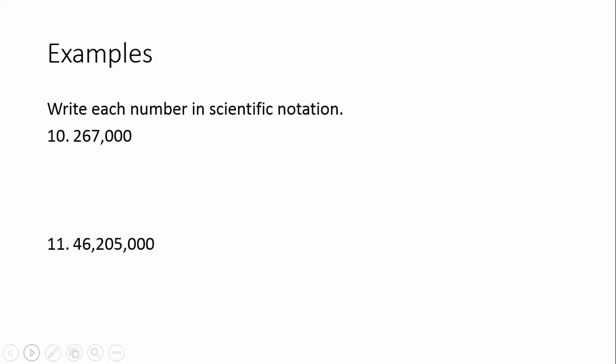So write each number in scientific notation. First you have to figure out where's the decimal. Well, right now it's back here. We need to move that decimal place so that we have a number between 1 and 10. So I need to move it all the way over between the 2 and the 6. That's going to give me 2.67. This number is between 1 and 10 times 10 to the, how many times did I move the decimal place? 1, 2, 3, 4, 5. 2.67 times 10 to the 5th. You try number 11 on your own.